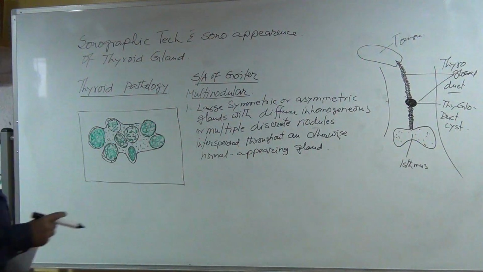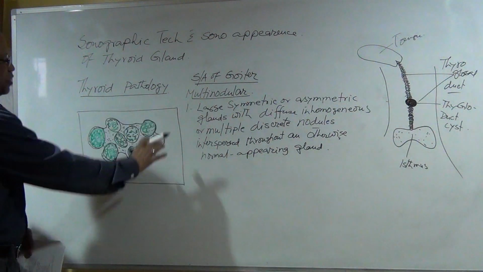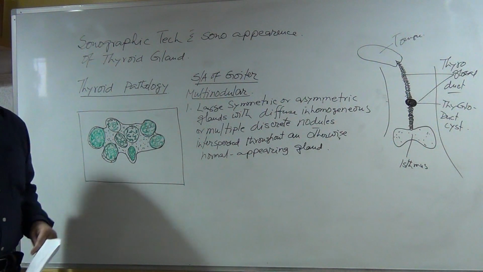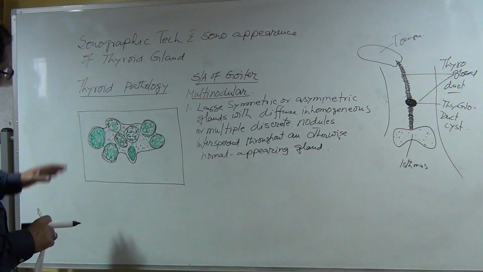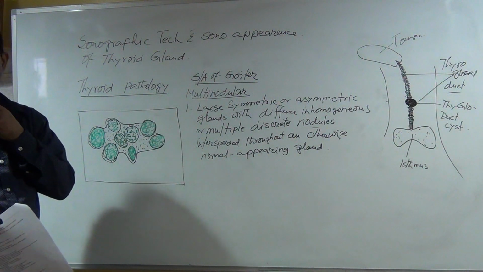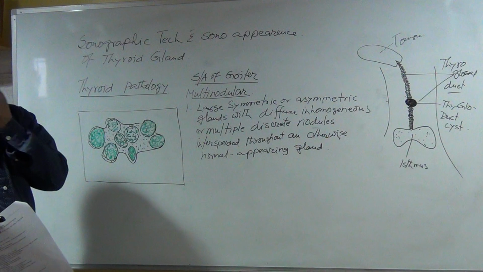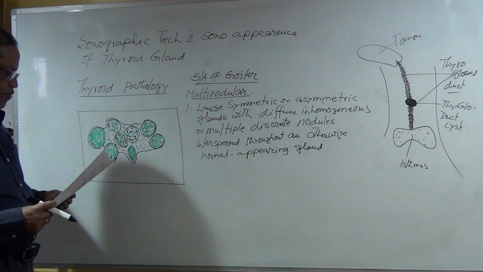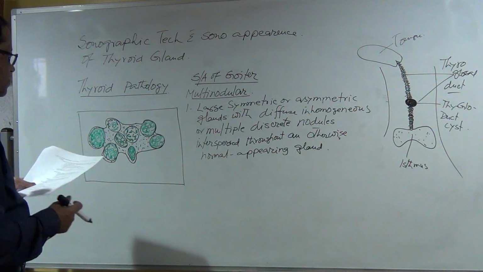So now tell me, if the thyroid gland has a multiple nodule like that, what do you think? Thyroid gland will be enlarged or not? Yes. That's why you will see lot of palpable mass within the thyroid gland in front of the neck.